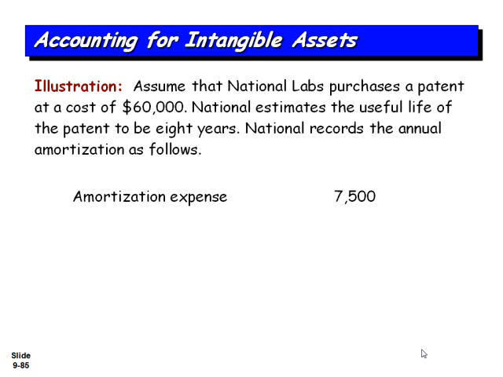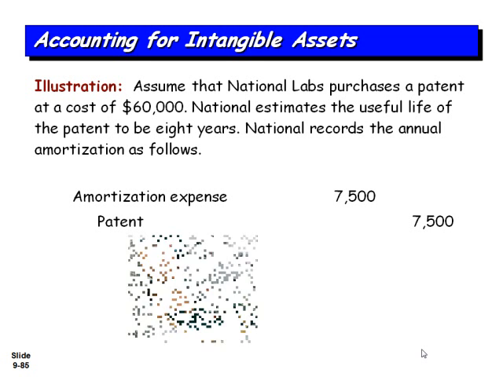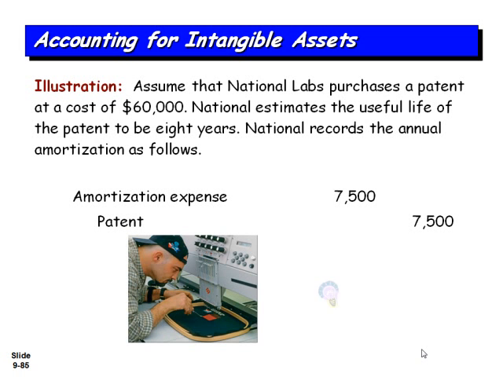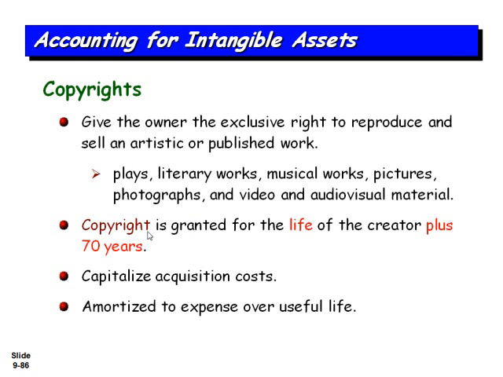So let's take an example. National Labs purchases a patent at a cost of $60,000. They estimate the useful life to be 8 years. Now, I just said the patent lasts for 20 years, but the company is taking what is shorter. By taking the shorter life, National is being more conservative, and they would record this as a debit to amortization expense and credit to patent. We're just going to credit the patent account in this case. That is really more common in practice.